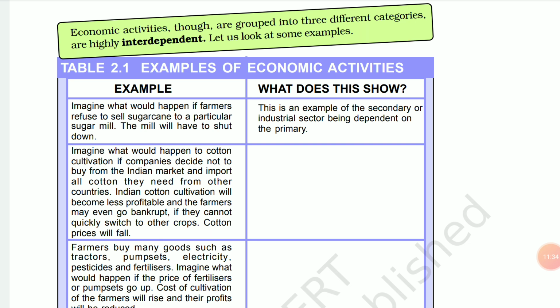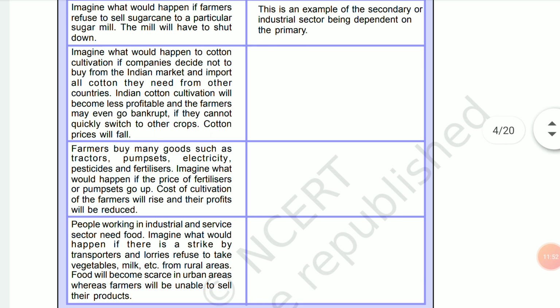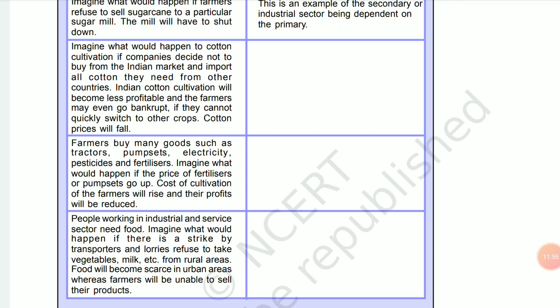Definitely, you can say nearly almost all the industrial sector or secondary sector is dependent on primary sector or agriculture and related sector for their raw materials. Now, see here next. Imagine what would happen to the cotton cultivators if companies decide not to buy from Indian market and import all cotton they need from other countries. Indian cotton cultivation will become less profitable, and the farmers may even go bankrupt if they cannot quickly switch to other crops.